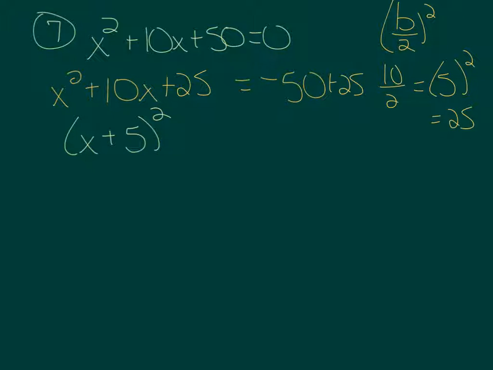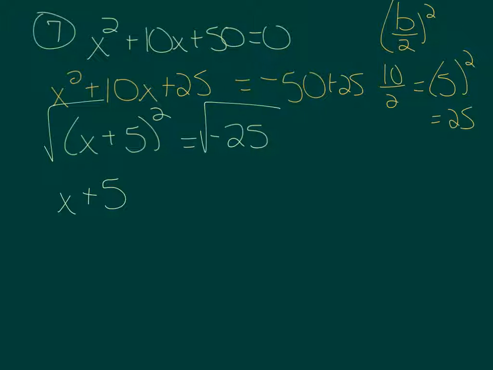Negative 50 plus 25 is negative 25. Now, we're going to take the square root of both sides. We have a squared term that's isolated. So we're going to take the square root of both sides, and we get x plus 5. The square root of x plus 5 squared is x plus 5.